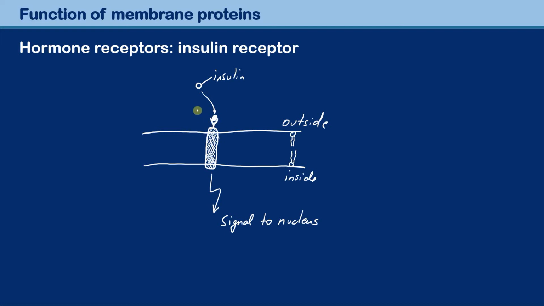So you have receptor proteins which are able to receive hormones. Insulin in this case is the hormone transported over the blood to the target cells, and then the insulin or the hormone binds against the receptor and therefore triggers a chemical reaction, sending a chemical signal to the nucleus.